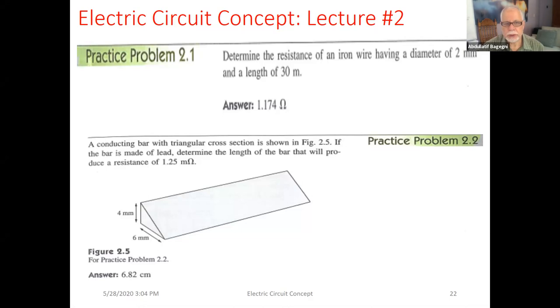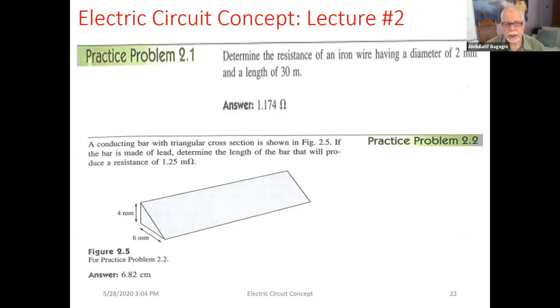So we were talking about how to determine the resistance of a wire. We have the formula of the resistance: R equals rho, which is the resistivity of the material, times the length of the material divided by the cross-section area of the material.